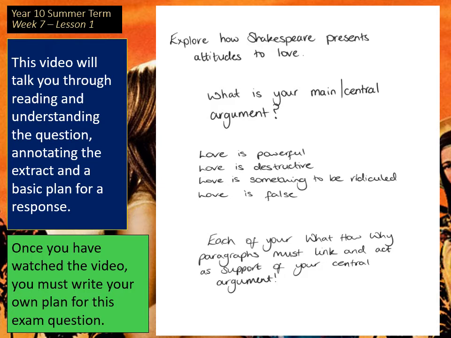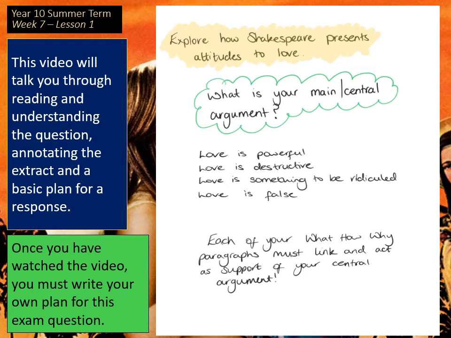What you've always got to keep in mind is, first of all, the original question that you're asked, which in this case is explore how Shakespeare presents attitudes to love. But you also need to consider what is your central or main argument? What is the general point of your entire essay? Whether it's love is powerful, or love is destructive, or love is something to be ridiculed, or love is false, whatever your central argument is, each of your what, how, why paragraphs has to link to that and act in support of it.